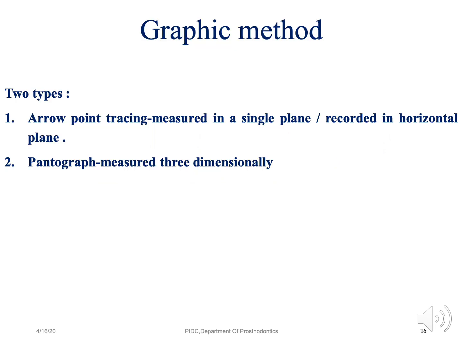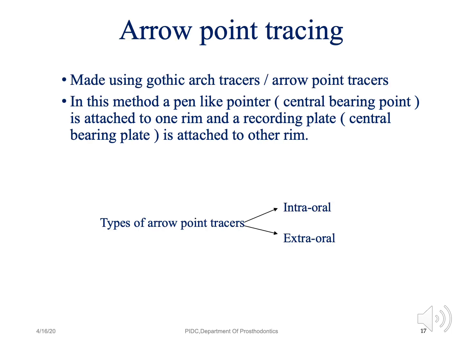Now coming to the graphic method, there are two types. You have the arrow point tracing, measured in a single plane or recorded in the horizontal plane, and the pantograph, measured in three dimensions. Now let's go and see what it is. Arrow point tracing is basically made using Gothic arch tracers or arrow point tracers. In this method, a pen-like pointer is placed, the central bearing point is attached on the rim, and the recording plate, the central bearing plate, which is on the lower, is attached to the lower rim.